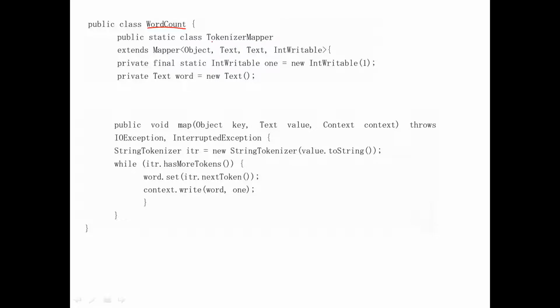Public static class TokenizerMapper. Remember that the mapper class name is TokenizerMapper, which is extending the inbuilt Mapper class of Java. It has 4 attributes here. These 2 attributes, Object comma Text, are for input, and Text comma IntWritable is for the output of the given mapper.